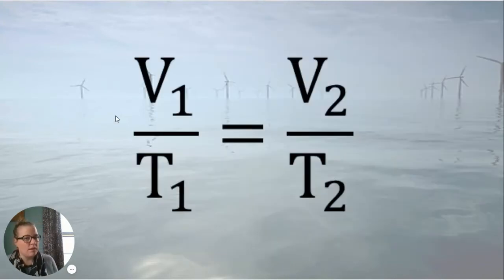Now, Charles' law looks a little bit different than Boyle's law. Boyle's law was as one goes up, the other goes down. With this, one goes up, the other goes up. So with this relationship, V1 over T1 equals V2 over T2. And with these calculations, like I said before, gas law problems need to be solved with Kelvin temperatures because you can't have a negative temp in gas law calculations.